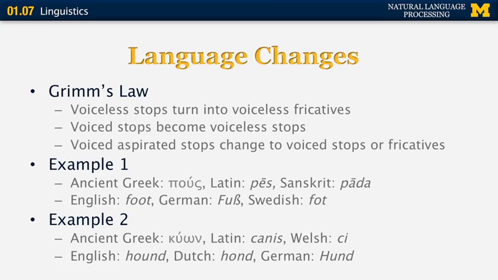So there are two examples here. Example one shows you how one of those changes occurred in a variety of languages. For example, the P sound that appeared in ancient Greek, Latin, and Sanskrit changed into an F sound in English, German, and Swedish. So the word food is listed in all of those examples. The second example is the word for dog, which used to start with the letter K in ancient Greek, Latin, and even in Welsh nowadays, but it has changed in English, Dutch, and German to the sound H.